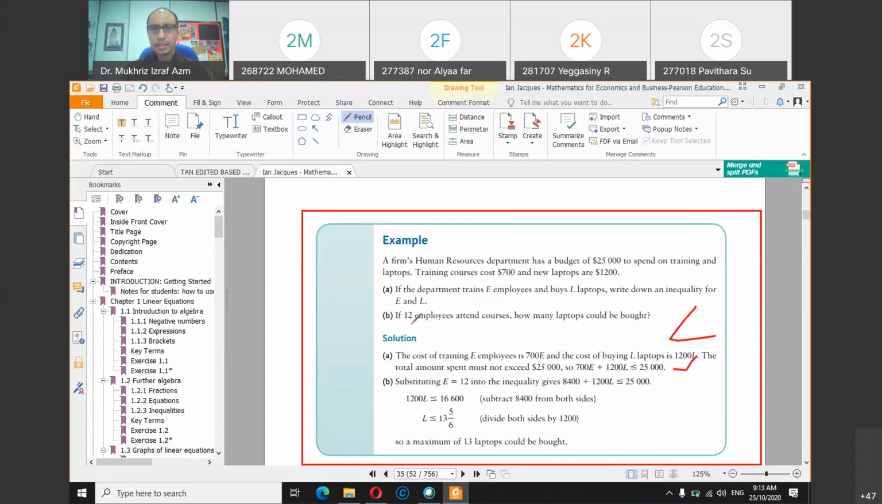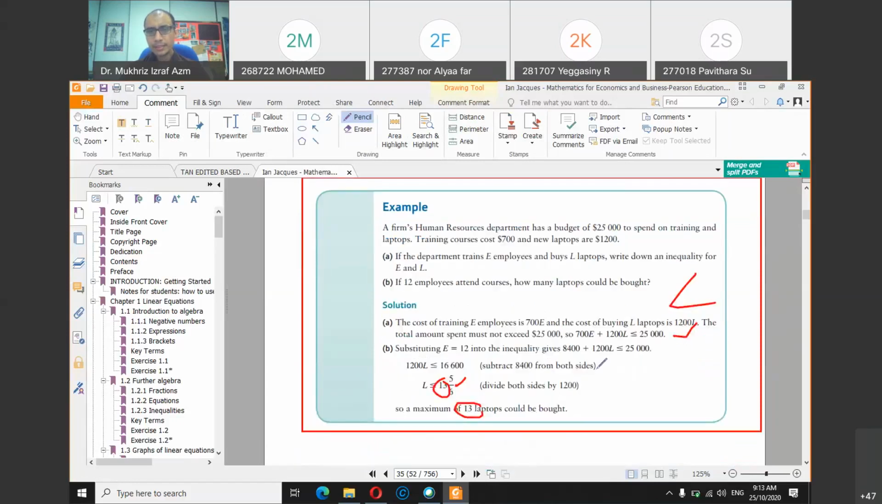Part B is just a simple substitution. You are given that if 12 employees attend, how many laptops could be bought? So you replace E with 12, and then you can solve for L. L is not more than 13 and 5 over 6. Because this refers to the number of laptop units, you need to take only the whole number. So you ignore the fraction 5 over 6 and only take the 13.